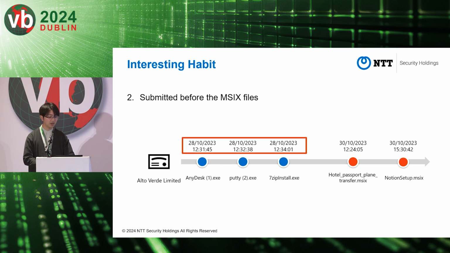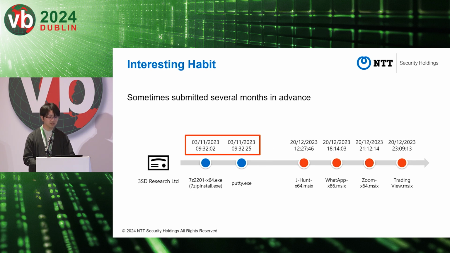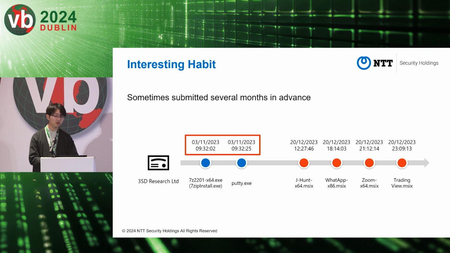The second characteristic is that the test samples are submitted prior to the MSIX files. There may be a single test sample or multiple ones, but in all cases, they are submitted in batches within a short period of time. In some cases, test samples are submitted several months before the MSIX files. This suggests that their certificates were created and used to sign test samples long before they were utilized in the MSIX files.